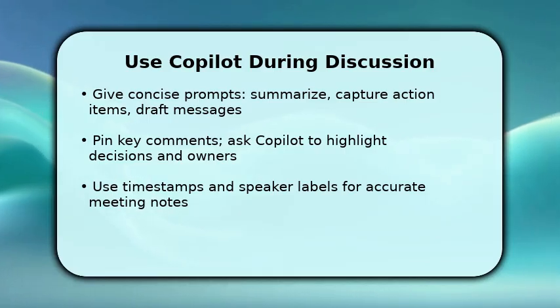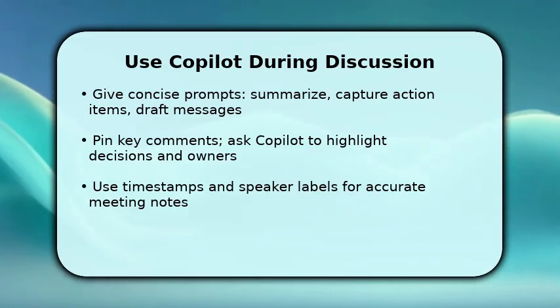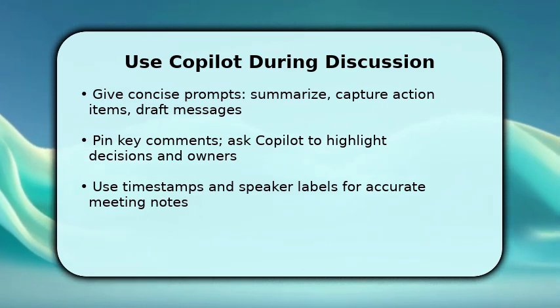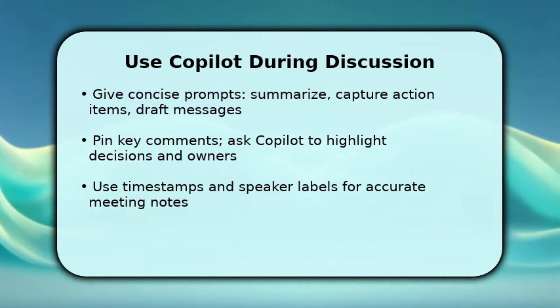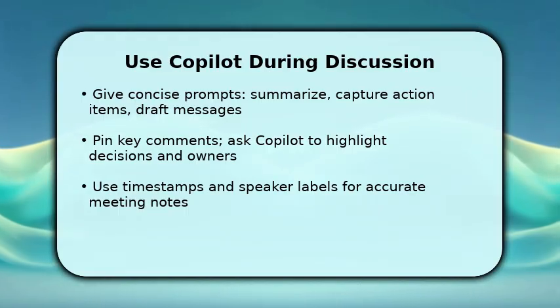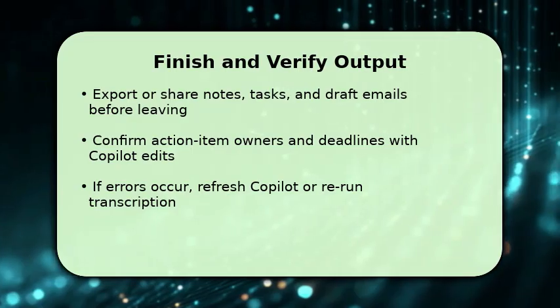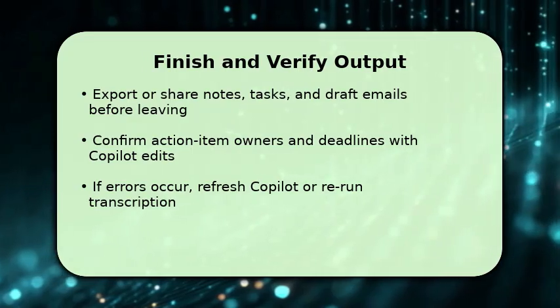Make sure to request timestamps and speaker labels to preserve context when reviewing notes later. If the meeting moves fast, prioritize immediate items. Otherwise, let Copilot batch longer summaries for review after quieter segments. To finish, ask Copilot to compile the final summary, list action items, and prepare any draft emails or task assignments.